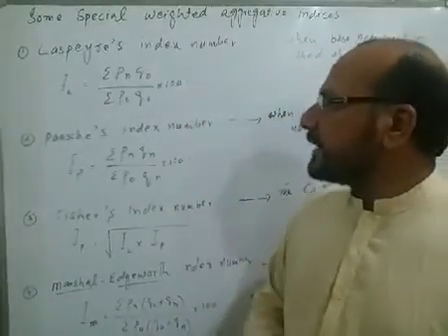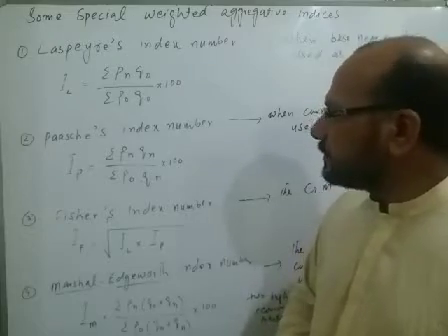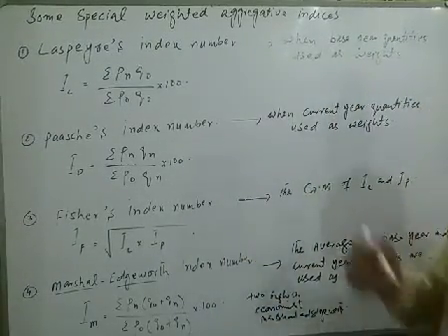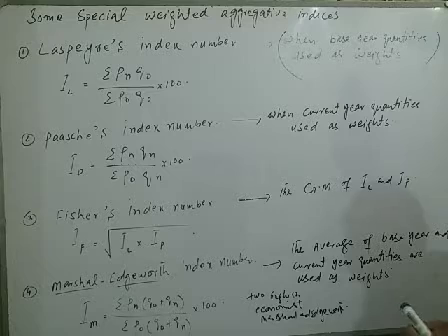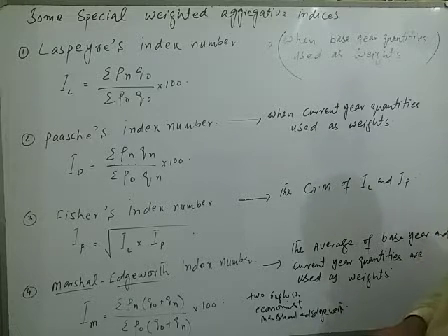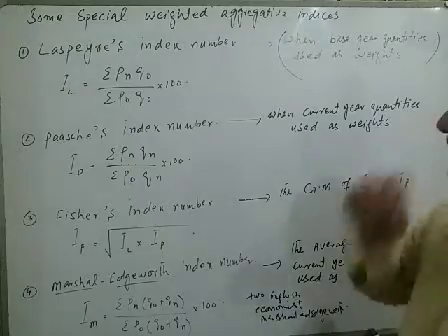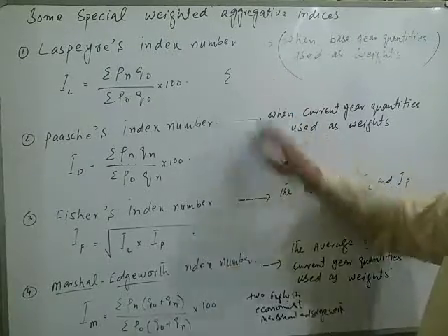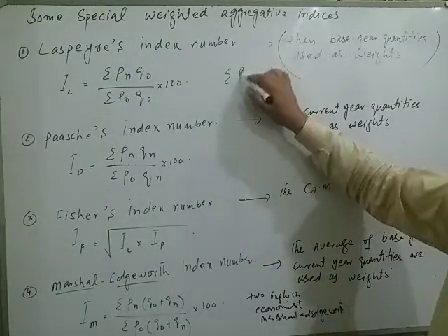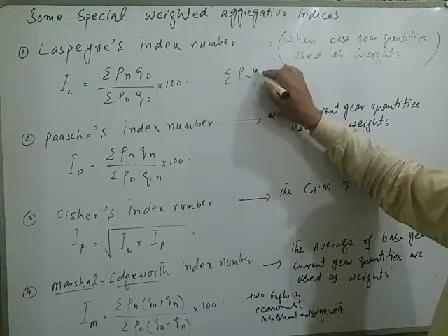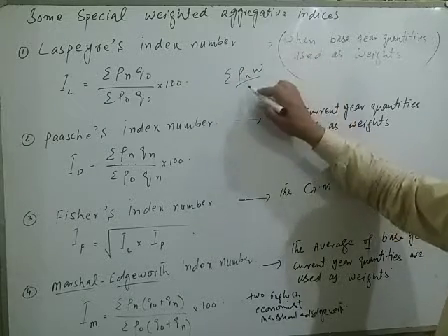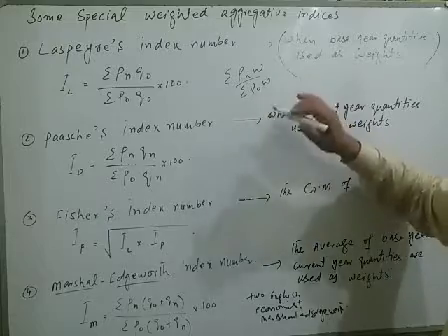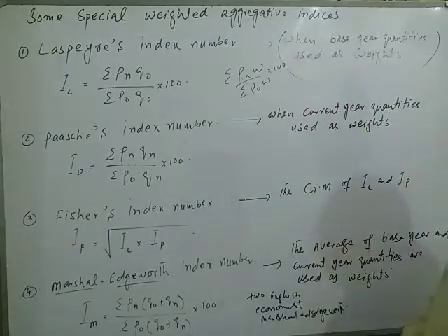So the first one is called Laspeyres' index number. In Laspeyres index numbers, the important point to understand is that the base year quantities are used as weights. We studied that when we were calculating the weighted aggregative indices, we were using the formula summation of PnW divided by summation of P naught W multiplied by 100. We were using this one formula.